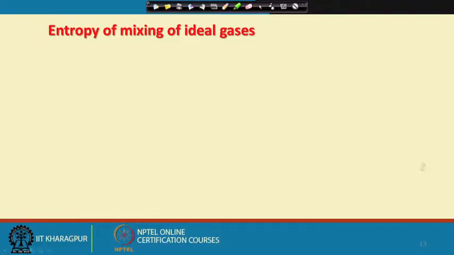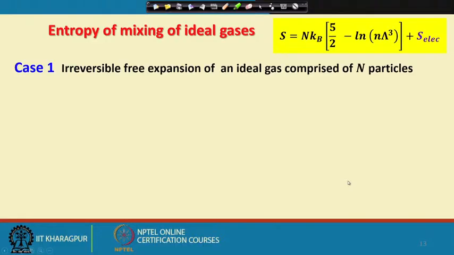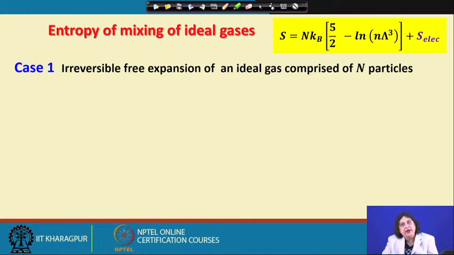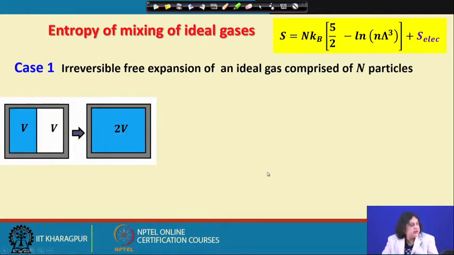Now, let us next have a look at the entropy of mixing of ideal gases. And here also we are going to use the Sackur-Tetrode equation and check if it can explain the entropy of mixing of ideal gases correctly. The first case that we think about is the irreversible free expansion of an ideal gas comprised of capital N particles.